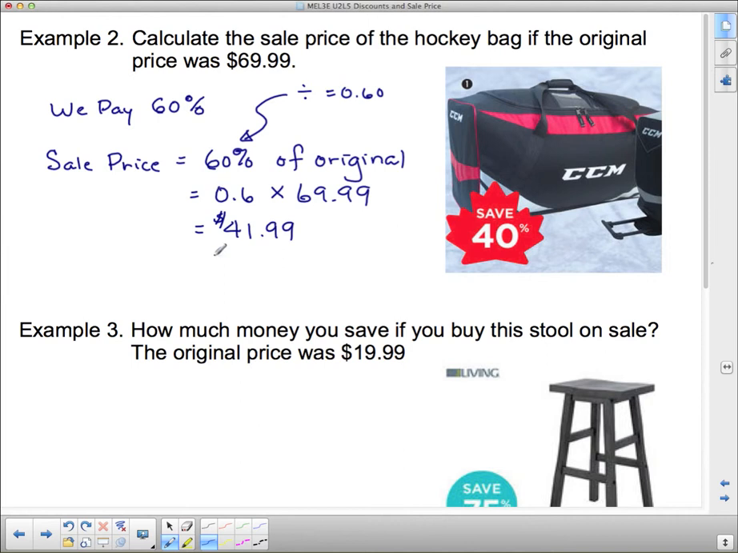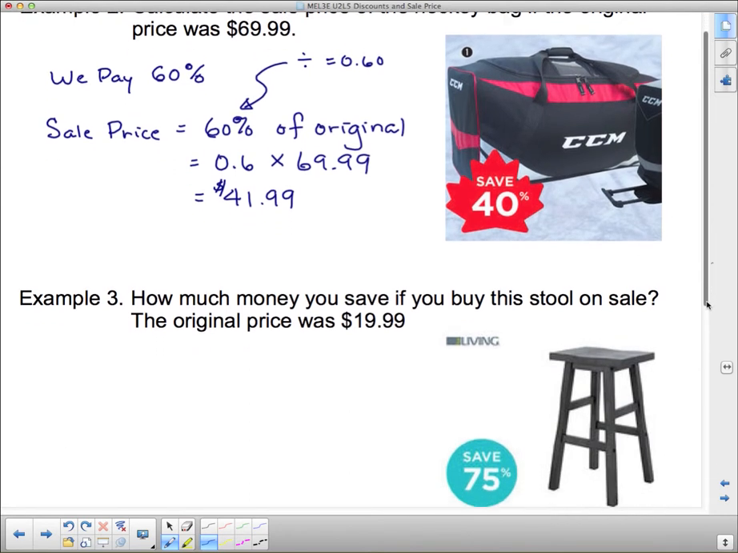Now, of course, there's tax on top of that, but we're not going to worry about that for this lesson. We're just finding the discount rate and the amount saved.